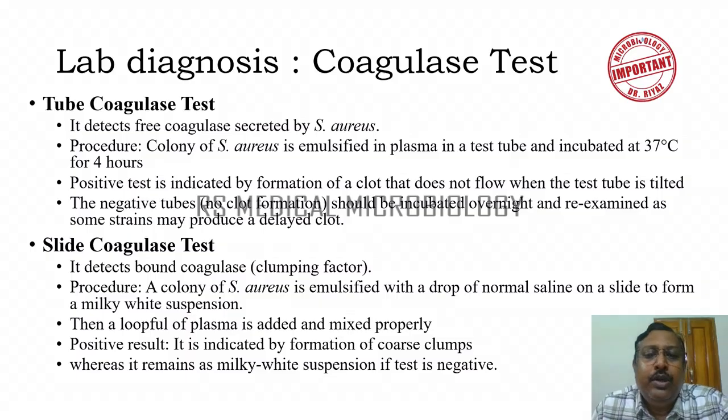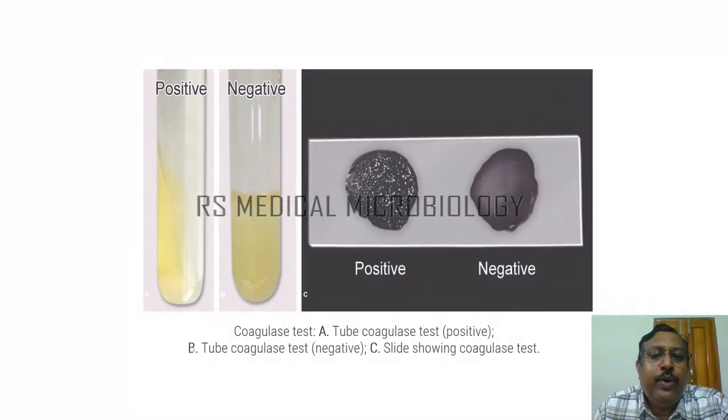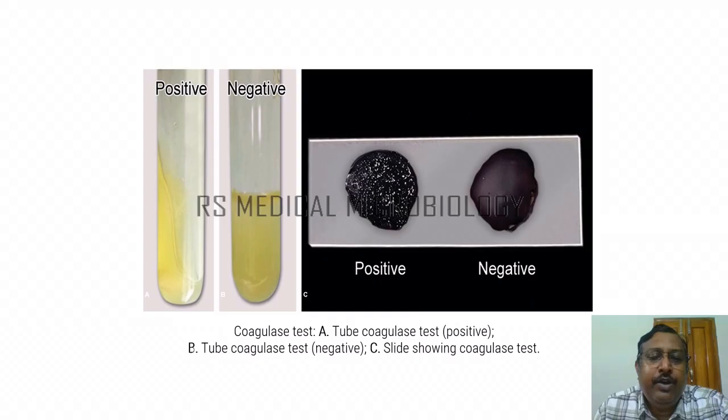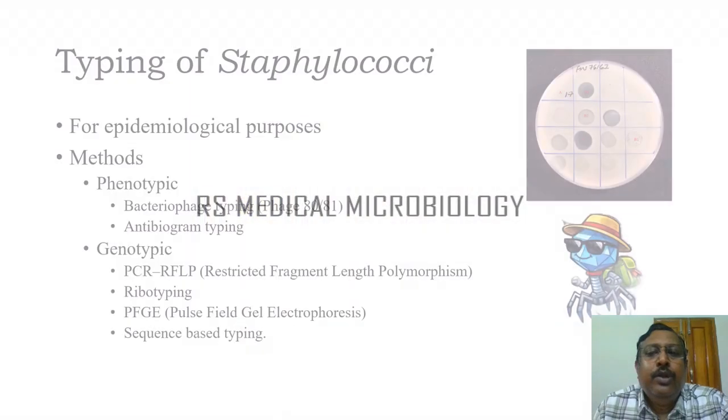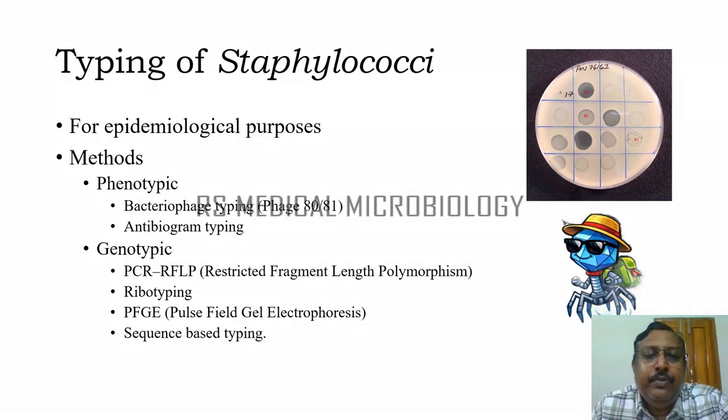So this is how your basic coagulase test looks. On the left side, you have the tube coagulase, and on the right side, you have the slide coagulase. You can also do typing, which is mainly done for epidemiological purposes. There are different types. Phenotypic typing, such as bacteriophage typing and antibiogram typing, can be done to look at the source of infection. There are genotypic methods like restriction fragment length polymorphism, ribotyping, pulsed-field gel electrophoresis, and sequence-based testing.